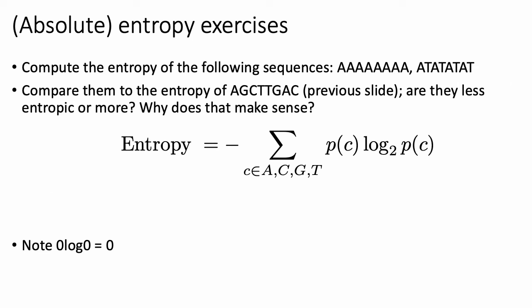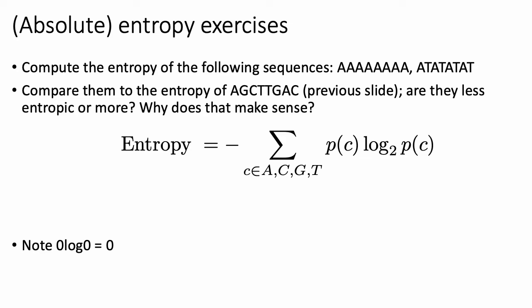What I want you to do, following the same equation for calculating entropy, is compute the entropy of these 2 sequences. One of them is AAAA, so it's a poly-A sequence. The other is AT, so it's essentially a poly-AT sequence. I want you to compute the entropy of those 2 sequences, see the number that you get, and then compare it to the entropy value of 2 that we got on the previous slide for AGCT, TGAC. I want you to see which sequence got a higher entropy value.